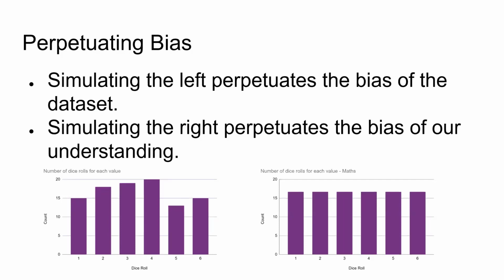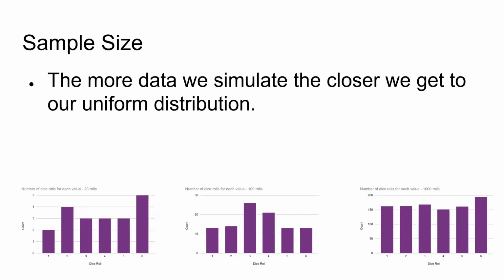If we were to simulate the data set that we actually collected and generated, we're perpetuating whatever bias that data set has collected and the assumptions we made when we were collecting that data set. And if we mimic that data set, the same thing would happen. Whereas if we simulate or mimic that uniform distribution on the right, we're perpetuating our bias of the understanding of that situation instead of what the dice actually told us or what the data actually told us. And again, mimicking will make the same assumption.